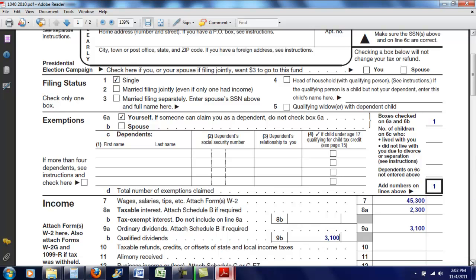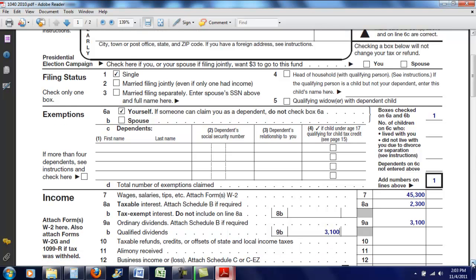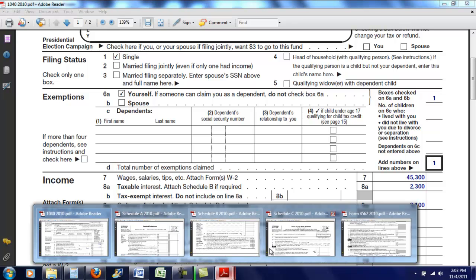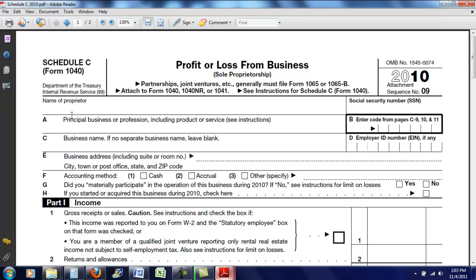Okay, moving right down to 1040. We didn't have any taxable refunds here. So next, she had a self-employment business income, attach a Schedule C. So we're going to go on to our Schedule C. So I'm going to put Cassandra's name up here. And she has a medical consulting business.